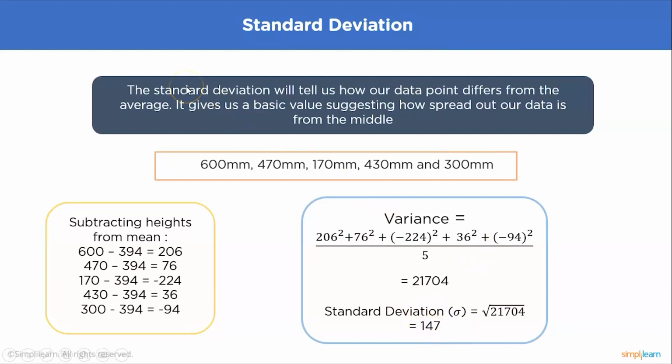The standard deviation will tell us how our data points differ from the average, and it gives us a basic value suggesting how spread out our data is from the very middle or from the mean. So when we plot these values, this value 147 will mean that a curve will have a width of 147 points around the mean.